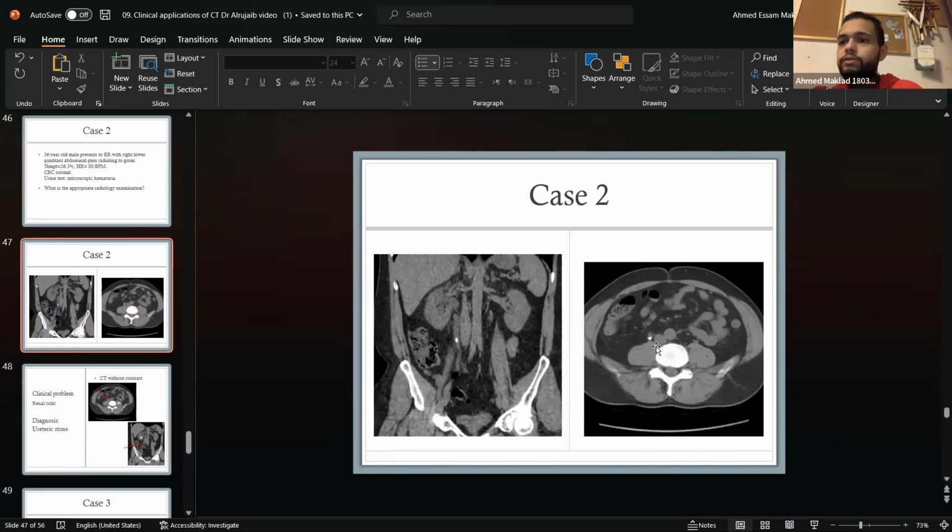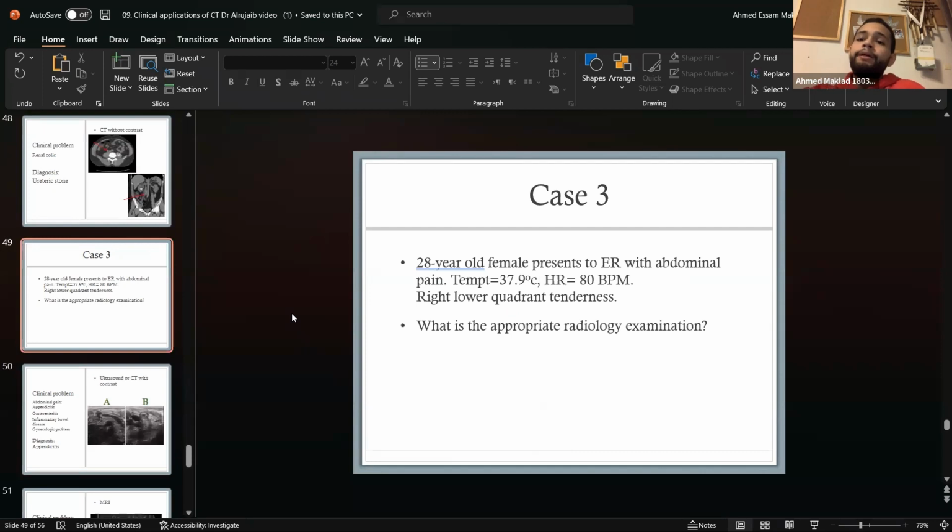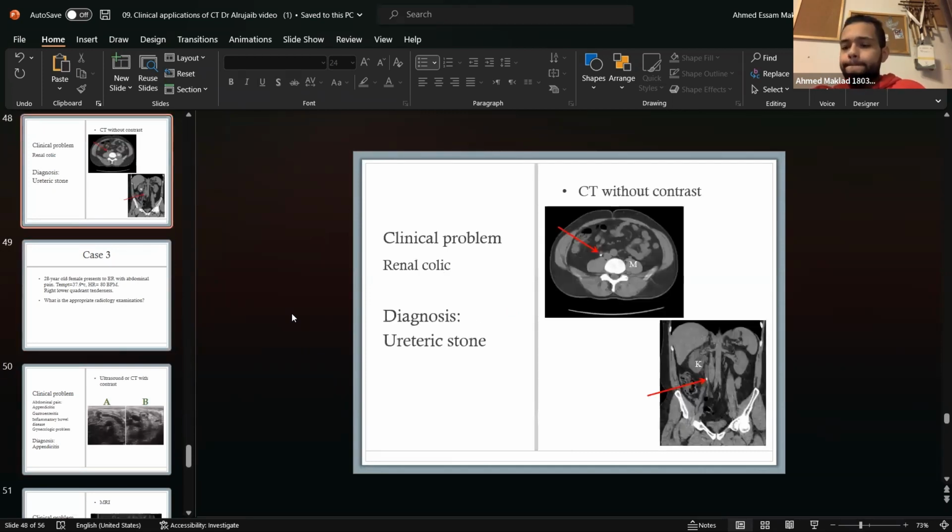Some things will appear bright with contrast. There you go. Another reason why we don't do contrast, okay? And you guys, you can see the stone right here. All right? Renal colic, see the stone, ureteric stone. Yep, we're good. Any questions about case number 2? Perfect.